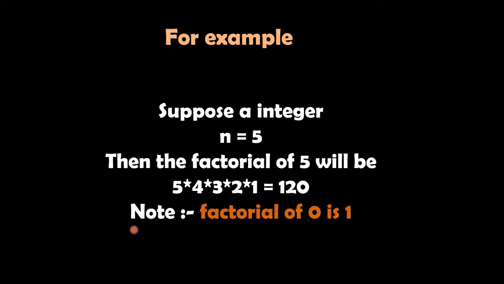Now one thing to note here is that the factorial of 0 is 1. You can take it as a rule or an axiom or anything. So you should keep in mind that the factorial of 0 is always 1. Don't confuse it with 0.